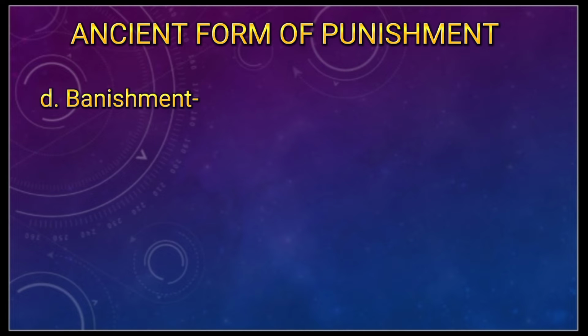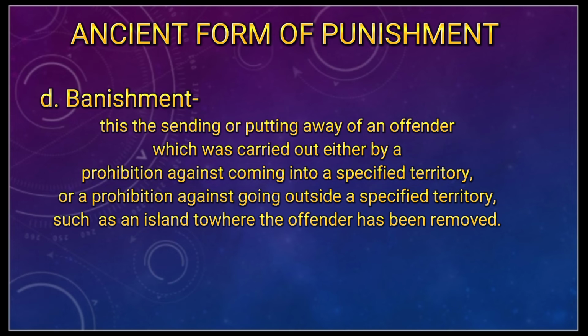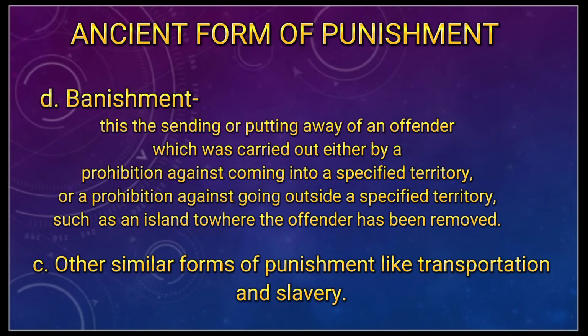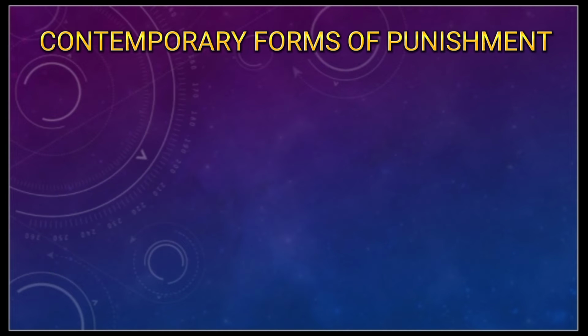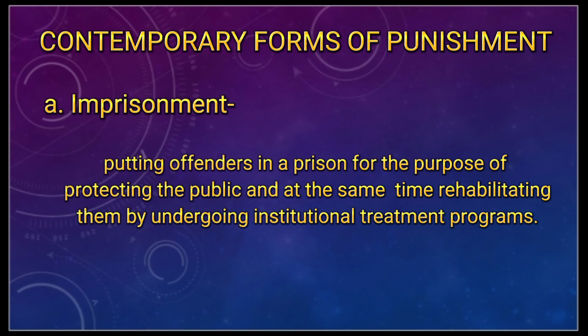D. Banishment. This is the sending or putting away of an offender, which was carried out either by a prohibition against coming into a specified territory or a prohibition against going outside a specified territory, such as an island where the offender has been removed. E. Other similar forms of punishment like transportation and slavery. Contemporary forms of punishment. A. Imprisonment. Putting offenders in a prison for the purpose of protecting the public and at the same time rehabilitating them by undergoing institutional treatment programs.